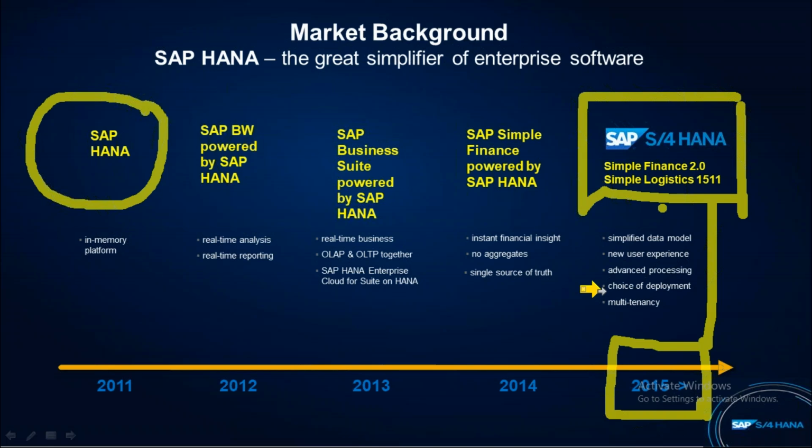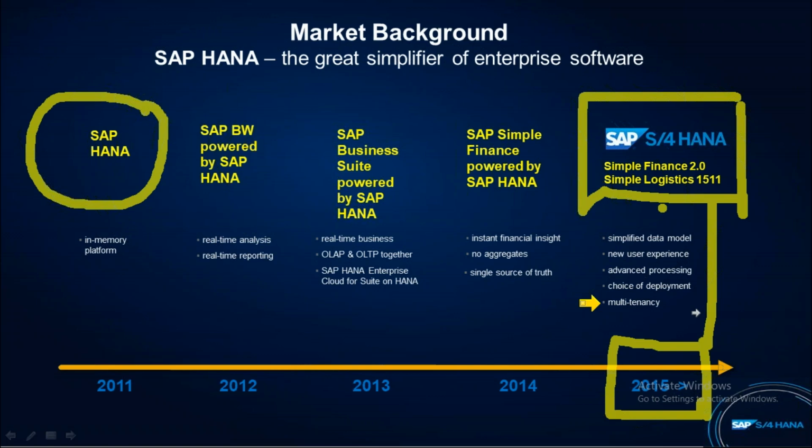Then we have Concur for travel and expenses management. Then we have Fieldglass for workforce management. So there are various cloud options available to go in on the hybrid mode, to have on-premise and on-cloud hybrid deployment options for the customers.